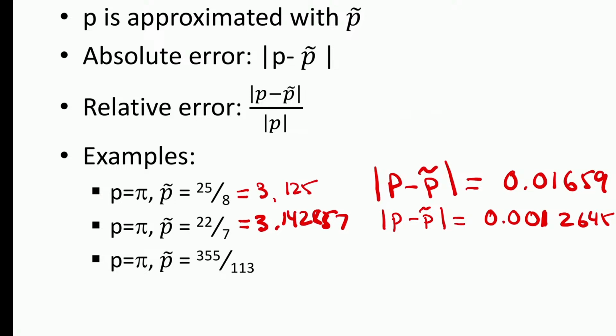Let's do this last one just for fun. So 355 over 113, and I got 3.14159292 on the calculator. So you can see this is much closer.